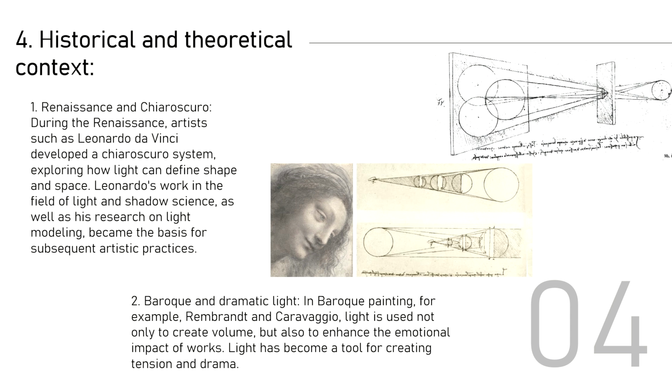Baroque and dramatic light. In Baroque painting, for example Rembrandt and Caravaggio, light is used not only to create volume, but also to enhance the emotional impact of works. Light has become a tool for creating tension and drama.